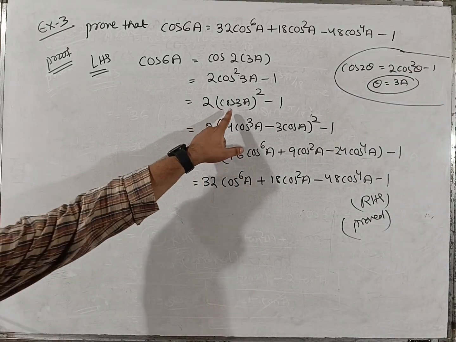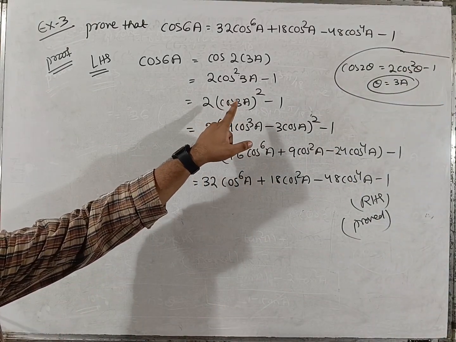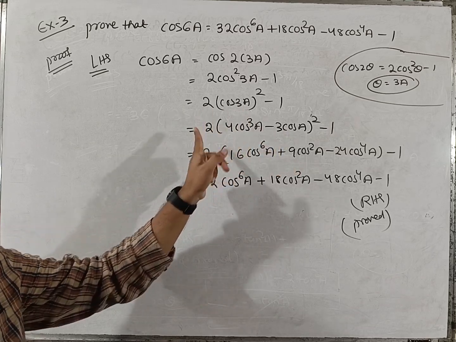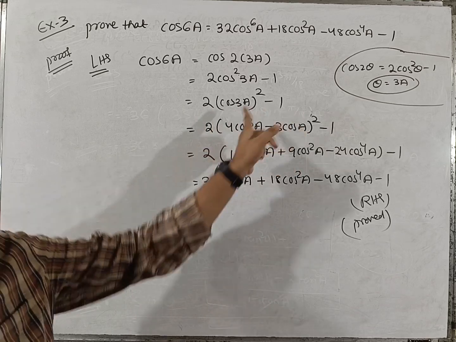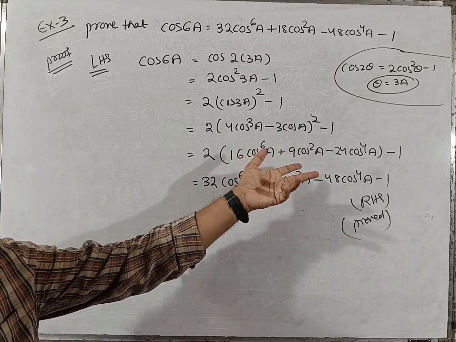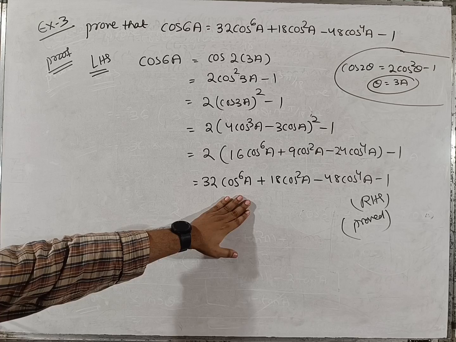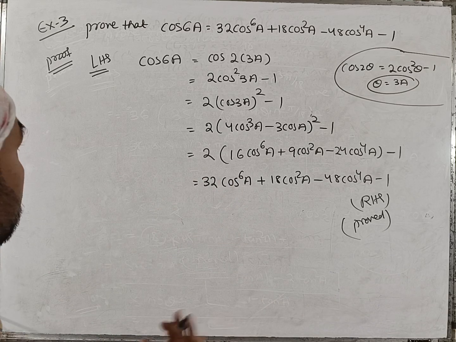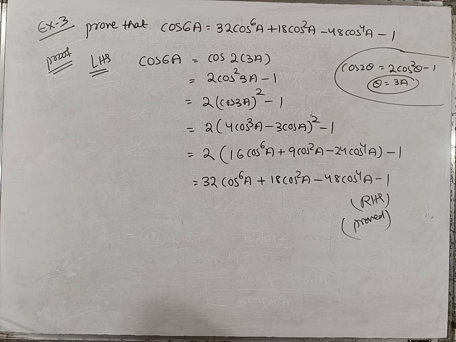And then in the third step, we have to put the value of cos 3A, which is 4 cos cube A minus 3 cos A. Then it will be 2 multiplied with the whole square of 4 cos cube A minus 3 cos A. And then after putting this value, we just have to simplify this step so that we can get the answer here. Then next, moving towards some of the important problems based upon the multiple angle.